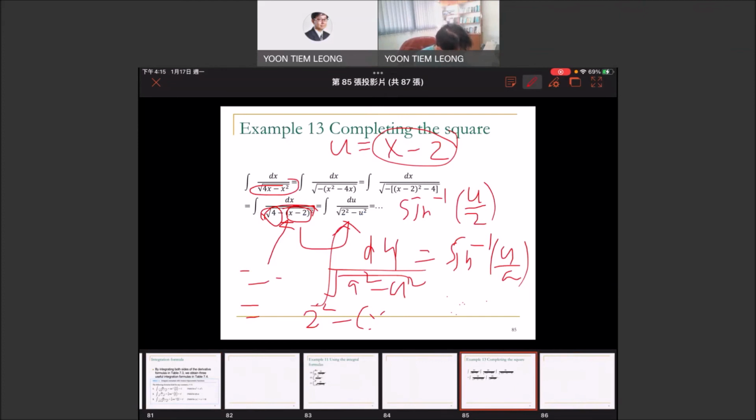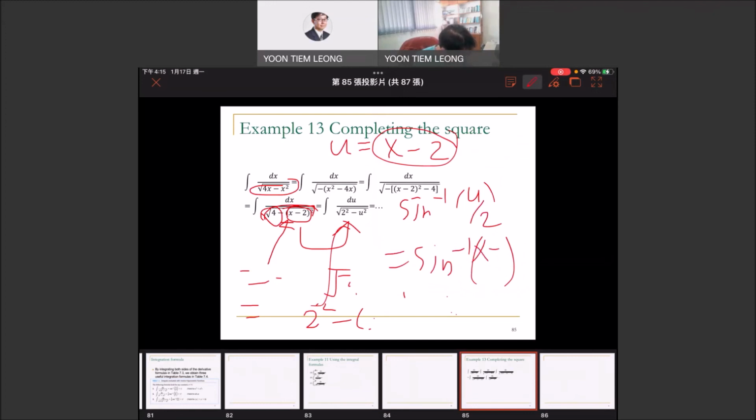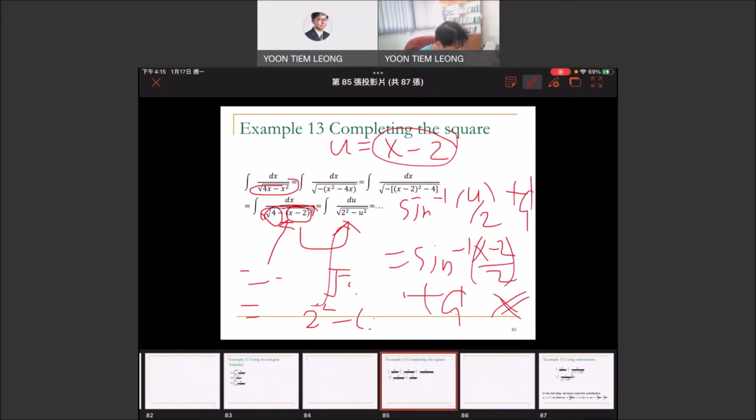So this is just equal to, you just substitute it back, then you get the answer: arcsine of (x minus 2) over 2. Okay, I think you have a constant as well. That's a constant. So that finishes up the chapter on these integrations.